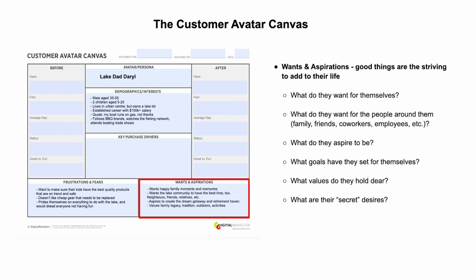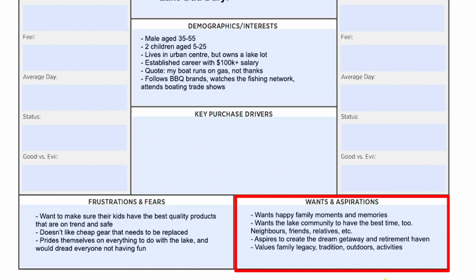For our Lake Dad Daryl, we know that he wants happy family moments and memories. He wants the lake community to have the best time too. He wants neighbors and friends and relatives to all make crazy, awesome memories together. Lake Dad Daryl also aspires to create the dream getaway and retirement haven.